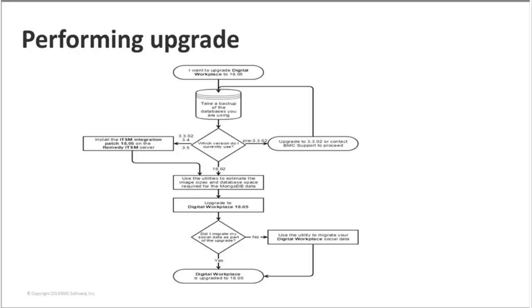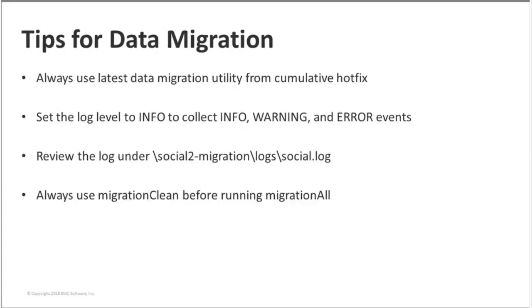You just do the digital workplace upgrade, and if you're using Smart IT, do not touch any of the existing components because they are still needed for the existing version of Smart IT. However, if you are not using Smart IT, you can run the cleanup steps and then clean up Mongo and all the other components which we have removed from 18.05. So that's about the upgrade steps.